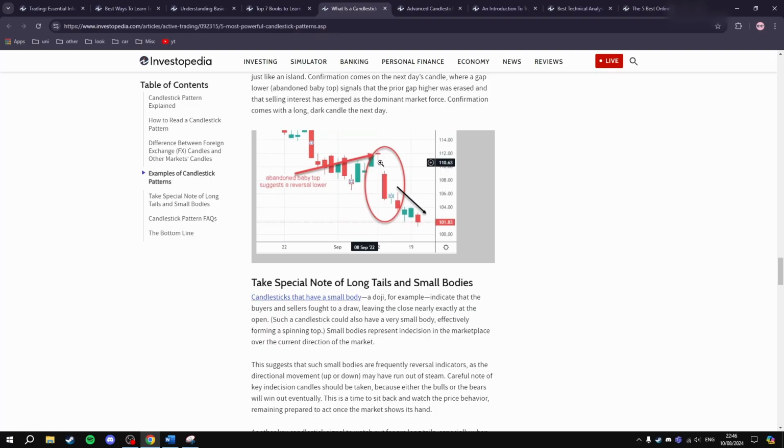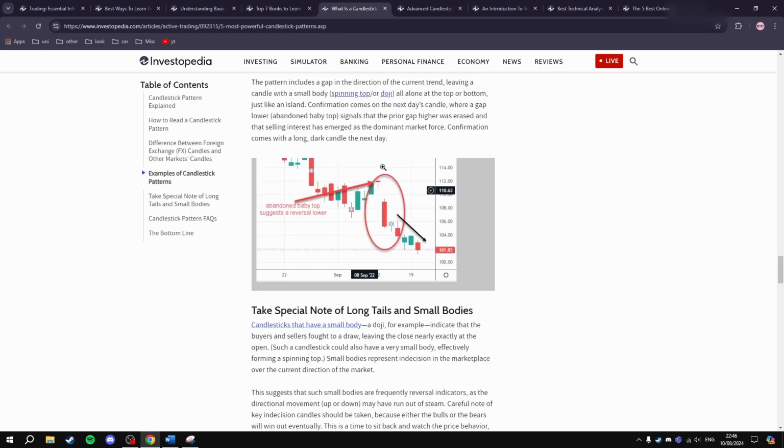Abandoned baby top: this is a doji or a spinning top, suggesting a reversal. There's a gap, and it's all alone at the top here, or at the bottom here, where a gap lower, lower than this, signals that the prior gap higher was erased, so this bit here was erased, and that selling interest has emerged as the dominant market force.